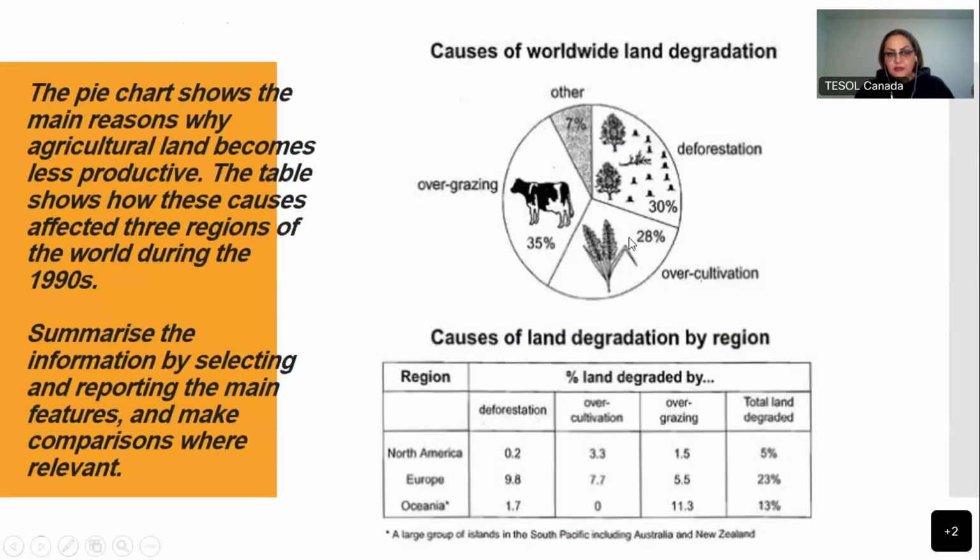For example, here the pie chart shows the main reasons why agricultural land becomes less productive, but the table shows how these causes affect 3 regions of the world during the 1990s. So you have to summarize the information. Say what happened in the pie and then in the table and how they're related, and you do the comparison.